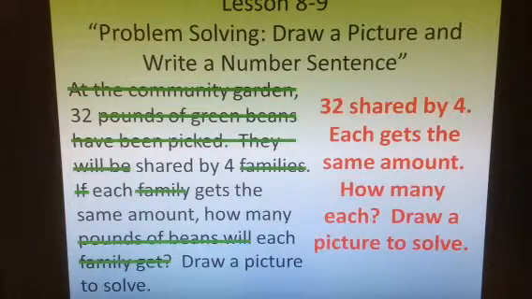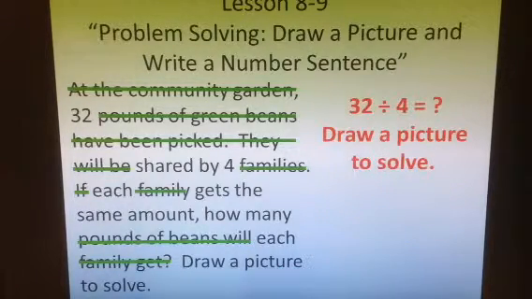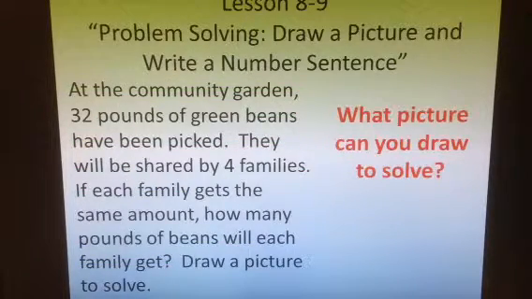How many each? Draw a picture to solve. That's what we really need to know. What it comes down to is it's 32 divided by 4. Draw a picture to solve. Oh, we talked about what kind of pictures we could draw.